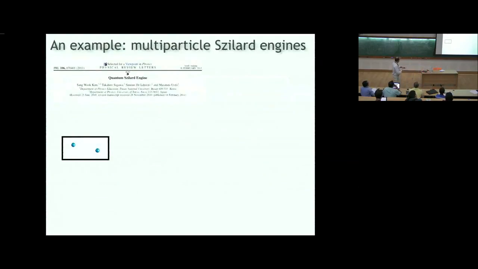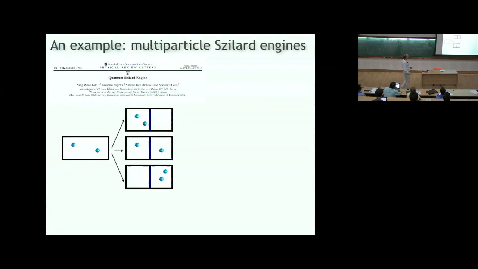This is a paper by Takahiro Sagawa and Ueda in Japan and Kim in Korea. The paper is intended to study the Fermi and Bose statistics of many-particle Szilard engines, but they started with a Szilard engine with two particles. So when you have a Szilard engine with two particles, you insert your piston, and you can have three possibilities.